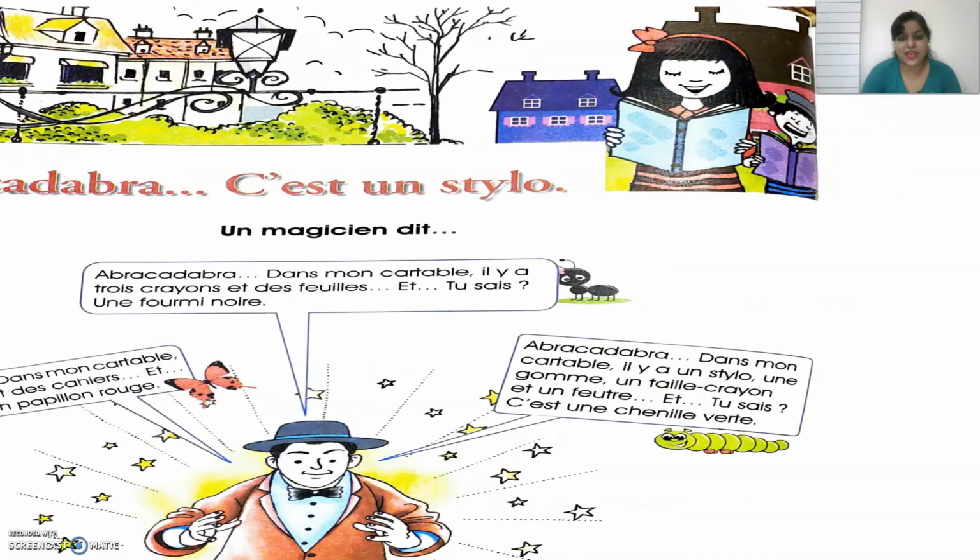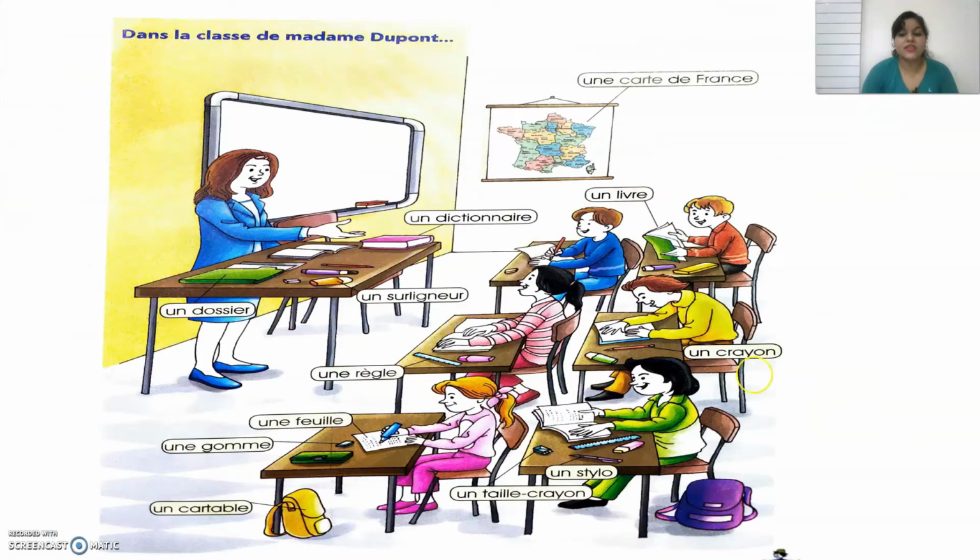Now let's move to the next page. Now on the next page it is written, dans la classe, in the class, de Madame Dupont. That is of Ma'am Dupont. The name of the ma'am is Dupont. So what is there in the class of Madame Dupont? It's written here, une carte de France. That is a map of France.